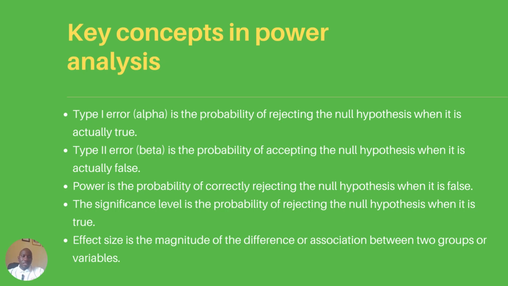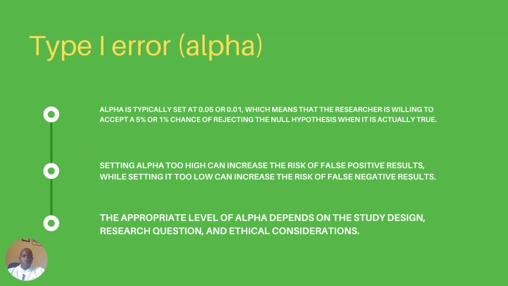Okay, and then we have the effect size, which is basically the magnitude of the difference or the magnitude of the association between two groups or variables. For example, if you are giving two groups of research participants drug X and drug Y, what is the difference in terms of impact of drug Y on one group and drug X on the other group? That is the effect size.